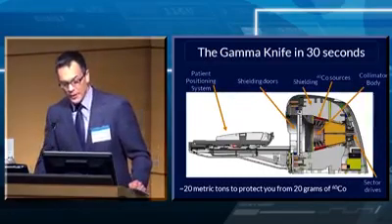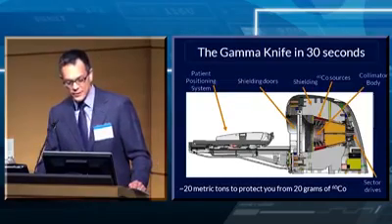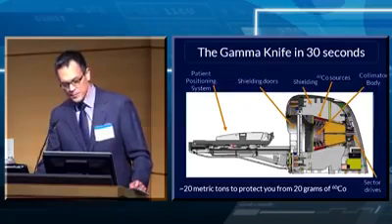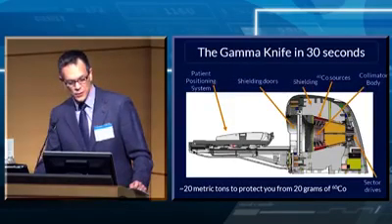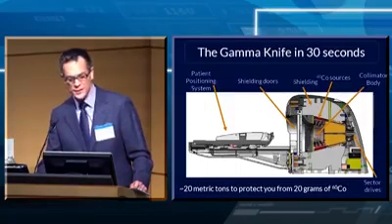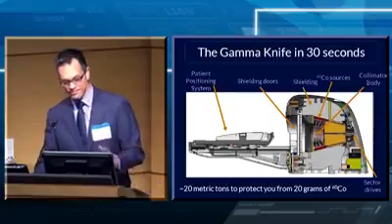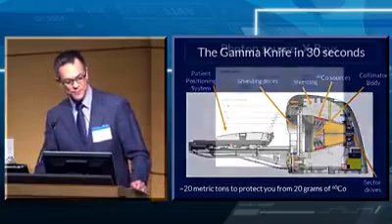They're in 192 sources split into 8 sectors that are driven by motors in the back of the unit so that you can move the sources over these beam channels that you can kind of see in here. And then there's some shielding doors and a positioning system that moves the patient so that the target of interest is at the focus of all the beams. So that's how a Gamma knife works, pretty simple.